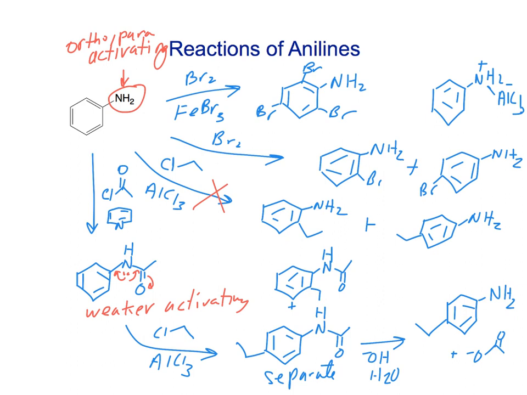But we did it by affecting the reactivity of the amine. We put on a group, we made it a less activating group, so it doesn't react with the aluminum trichloride. We can now do our Friedel-Crafts alkylation, or we could do an acylation, and then we just remove that group. Okay, so this is a way to get around the problem we had before. All right? I know you guys were just wishing you had a way to get around that all this time.